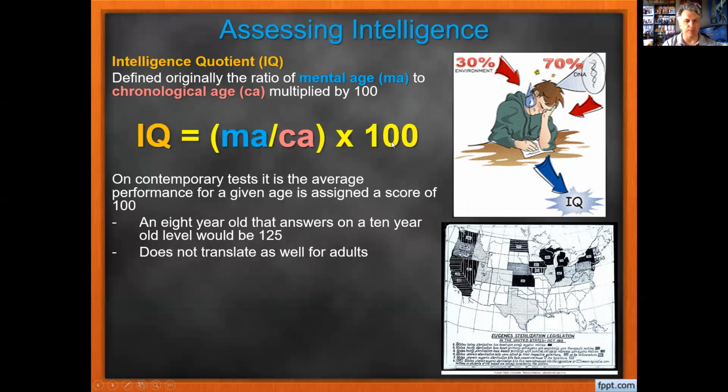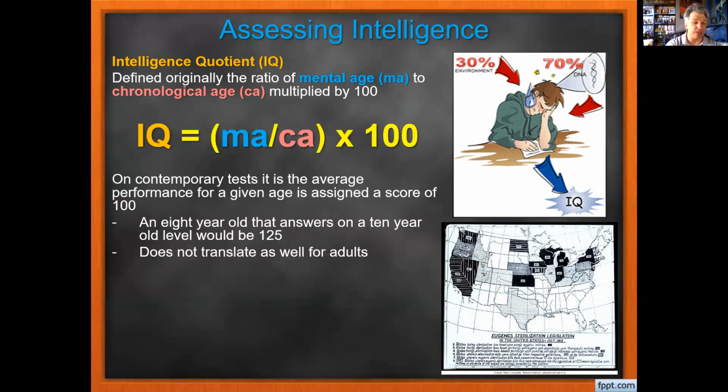If I am an 8-year-old, my chronological age, but I only know what a 6-year-old is supposed to know, that's 6 over 8. 0.75 times 100, you got a 75 IQ. Again, this doesn't translate well for adults because what is a 45-year-old supposed to know as opposed to what a 32-year-old is supposed to know? There's not these sort of standards that are set. There's not these moments of achievement that are set in organized schools.